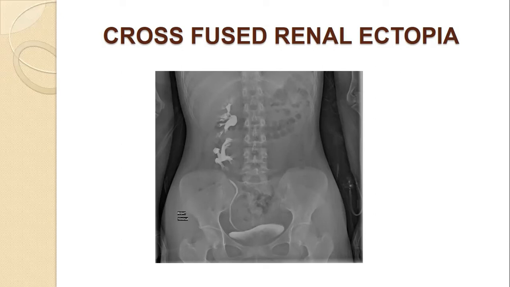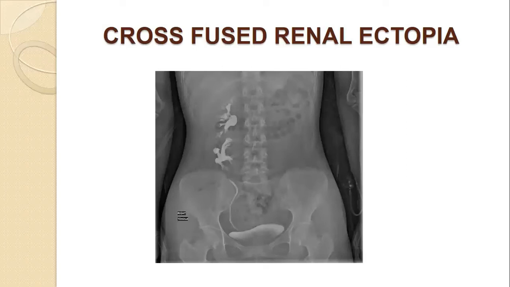On the ipsilateral side or the contralateral side? What is the position of that? I didn't get the question. What is the position of the ureter insertion in the normal anatomy, and in this cross-fused ectopia? This is on the same side because both the kidneys are on the right side, isn't it?